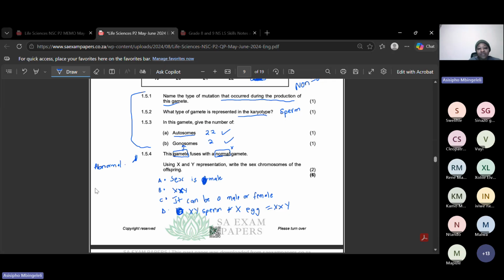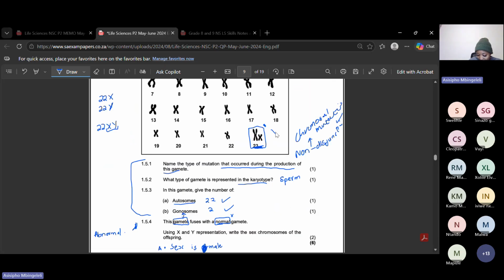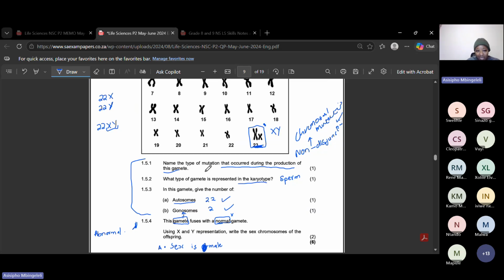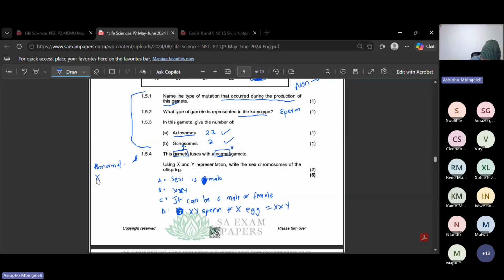We've already identified the gonosomes. We said the gonosomes that we have in the diagram are X and Y. That is the abnormal gamete, X and Y. Then it fuses with a normal gamete. Let me break it down again. So where are we getting this X and Y? This is a gamete having 22 autosomes with 2 gonosomes, X and Y, because they are different sizes, right? Plus a gamete that is normal. This gamete is already representing a male, but it is abnormal, right?